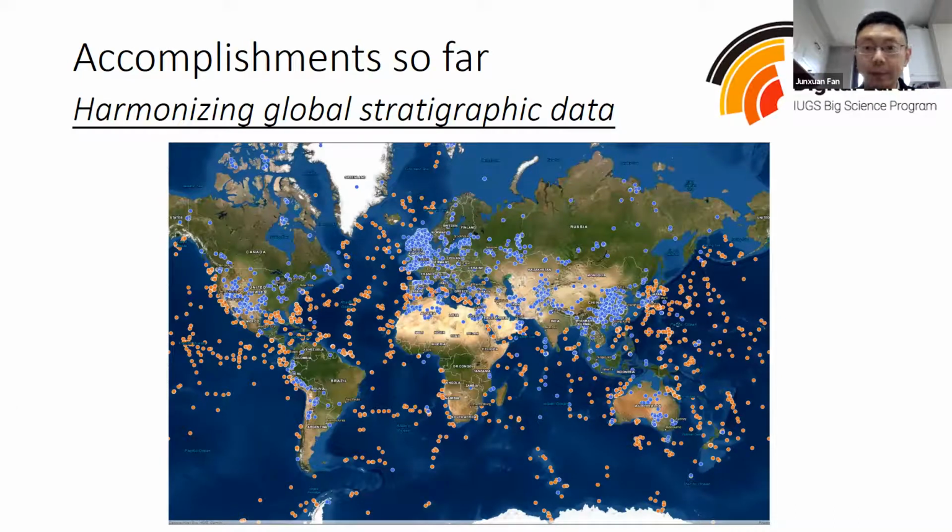For example, this map shows the integration of the data from OneStratigraphy and also Neptune. Neptune is a very famous database for microfossils from the IODP project. You can see that the integration of the two databases covers the whole world. OneStratigraphy is from the present land, and Neptune comes from the present ocean.